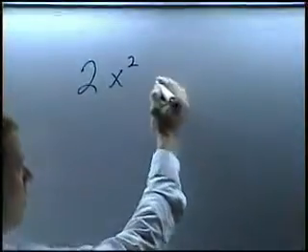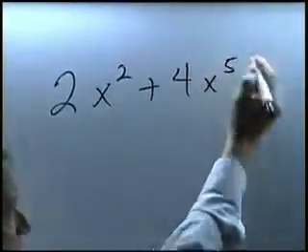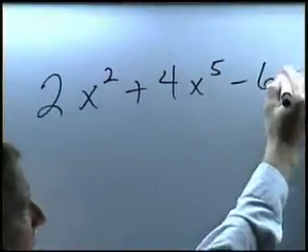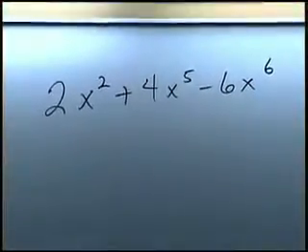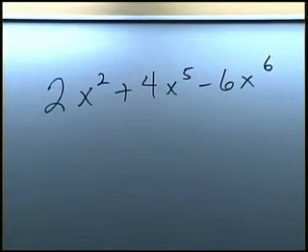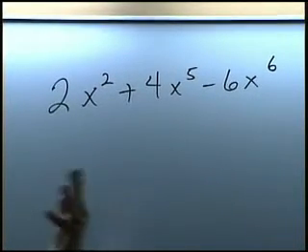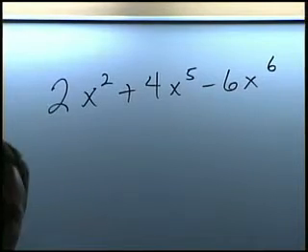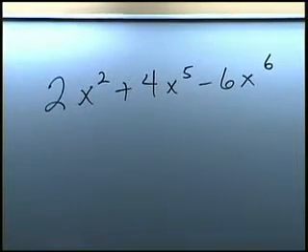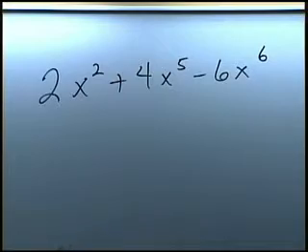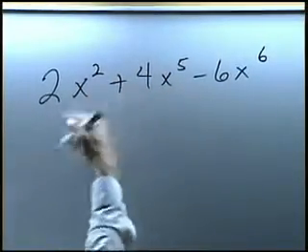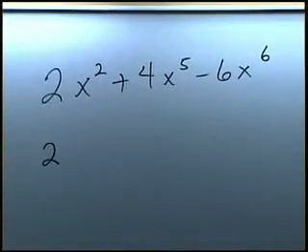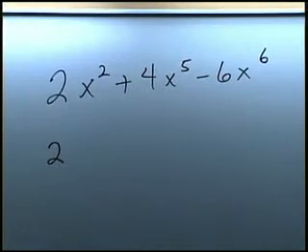2x squared plus 4x to the fifth minus 6x to the sixth. And the question is to factor this particular polynomial. Well, what's one of the things that can be factored out of here? Okay, definitely a 2, correct. Well, first we can look through all the numbers and see if there's any common factor that can be pulled out. In this case, we can take out a 2.